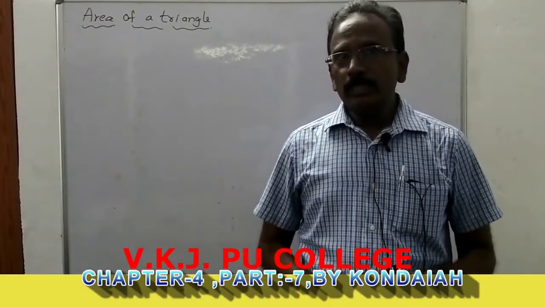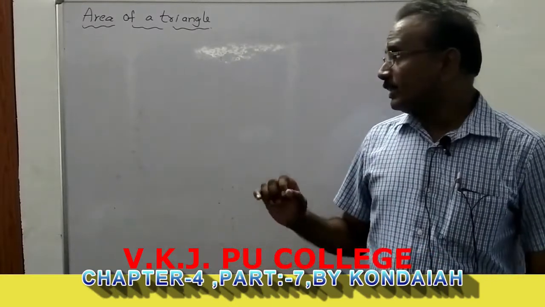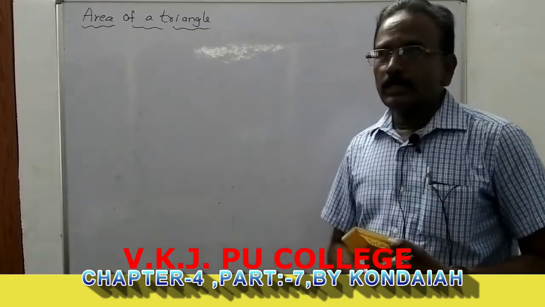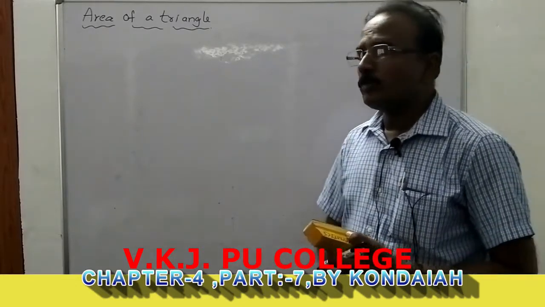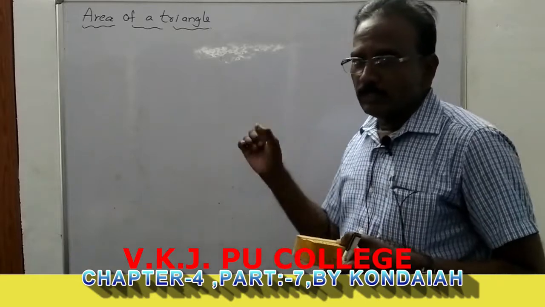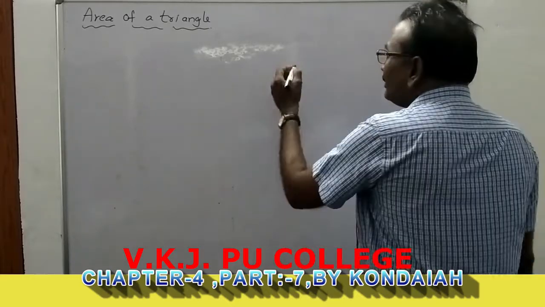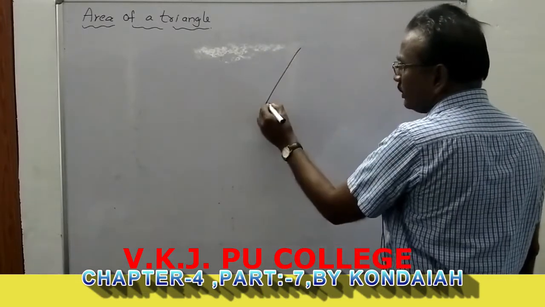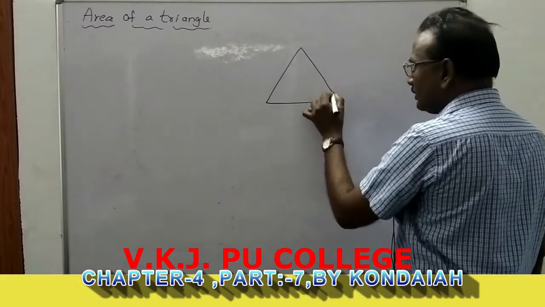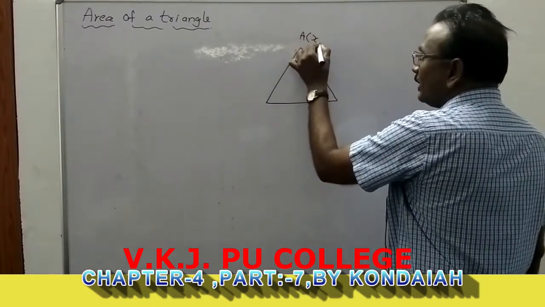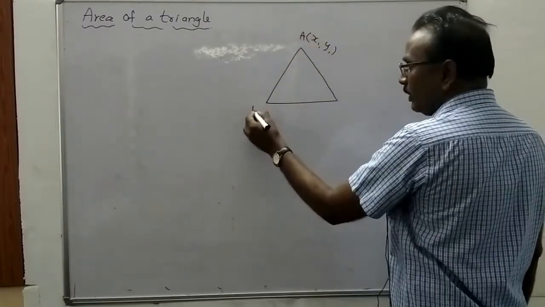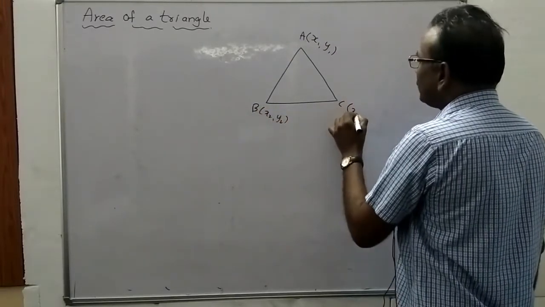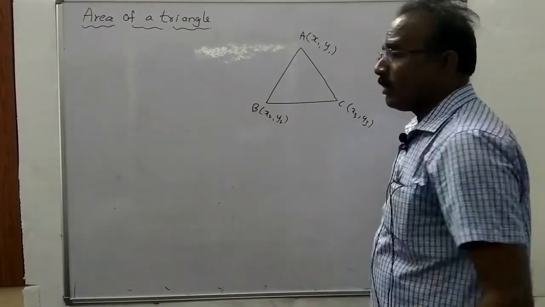In this video I am going to discuss the area of a triangle, how to find the area of a triangle using determinants. This is very important from the examination point of view. Definitely one question will come on this topic. You already know how to find the area of a triangle whose vertices are given. Suppose this is the triangle ABC. Here A (x1, y1), B (x2, y2), C (x3, y3) are the vertices of the triangle.